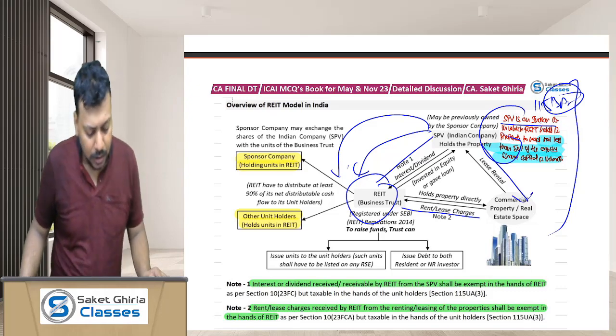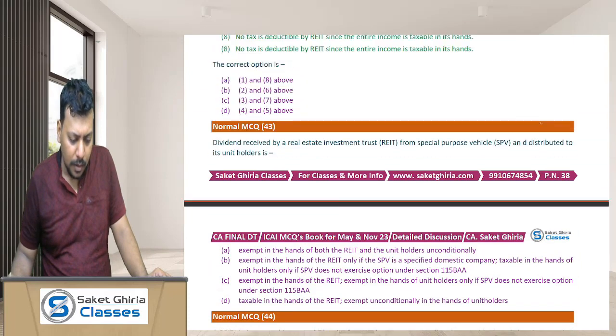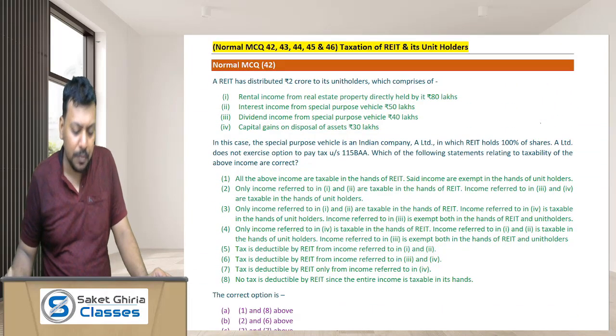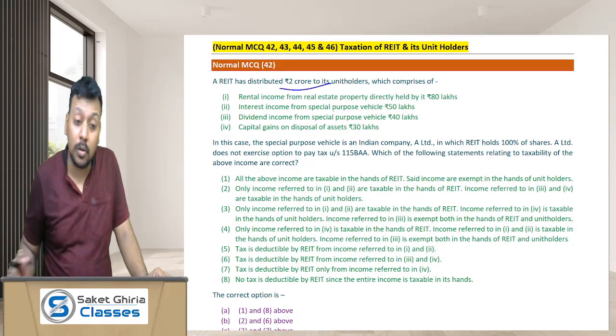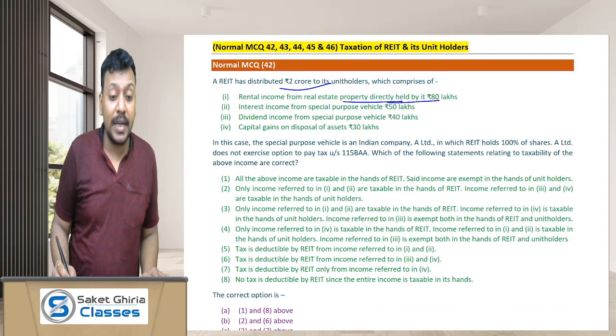Okay. Now, moving to the questions. Question number 42. REIT has distributed rupees 2 crore to the unit holders. Rental income from real estate property directly held by REIT.